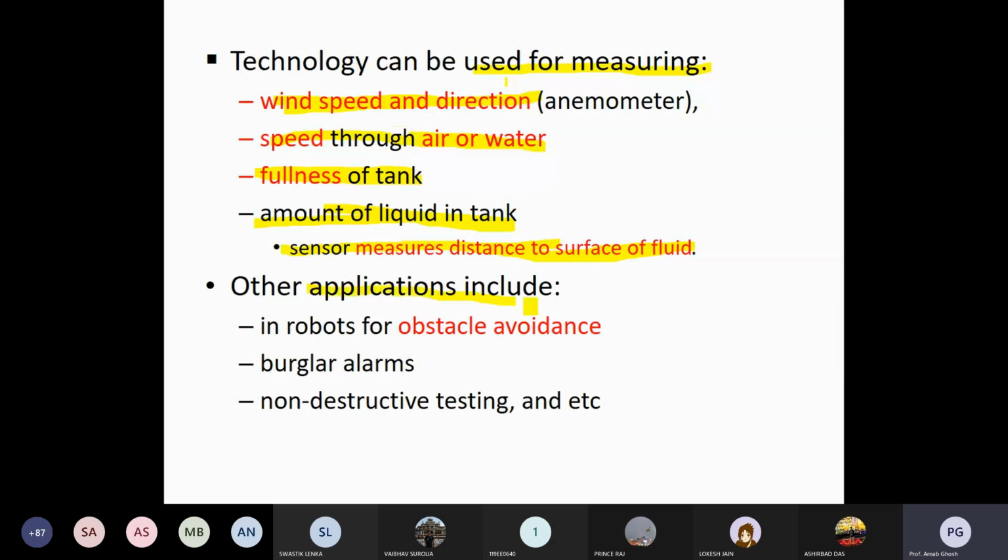Another application is obstacle avoidance. If there is any robotics obstacle avoidance, okay, the infrared they are sending detects any obstacle, so it can be stopped, okay. Burglar alarm means infrared applications, okay. It is connected in front of your home, okay. If any unwanted person tries to enter the home, you will get that alarm, okay. Proximity sensors actually, non-destructive testing, etc. So different testing also can be there, okay.